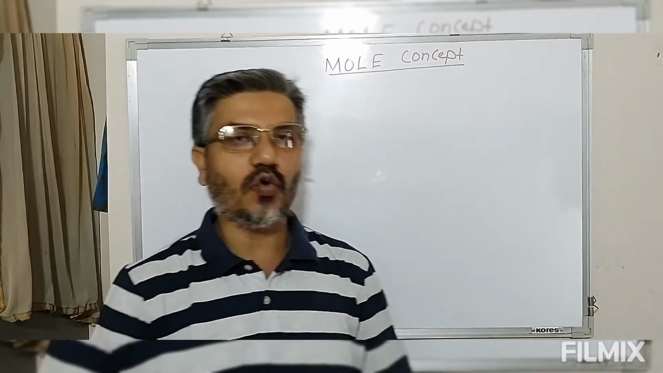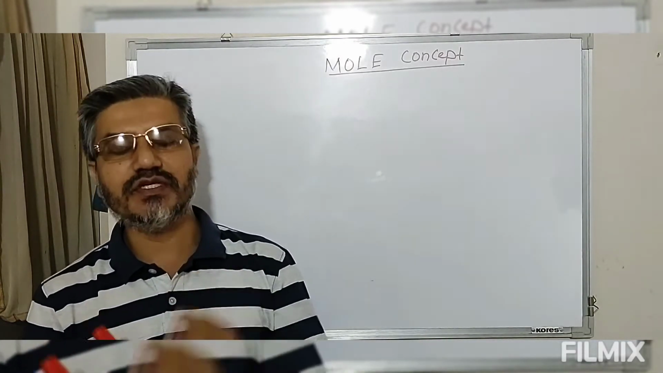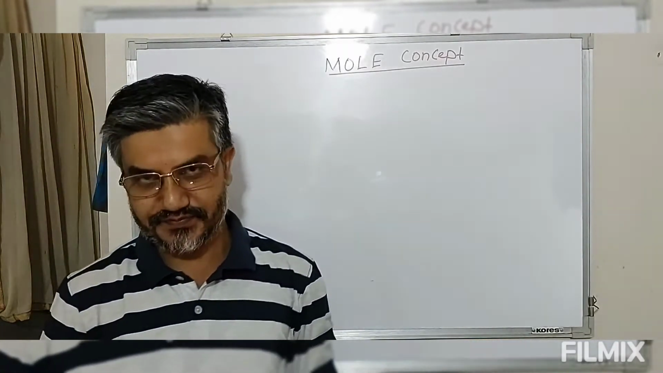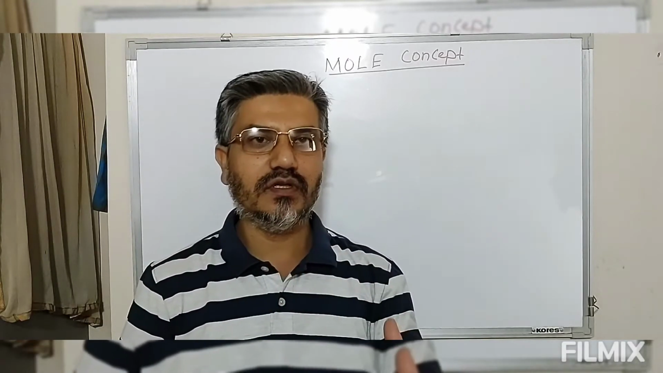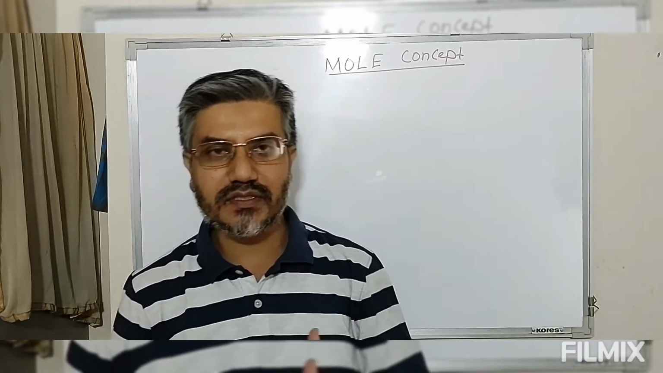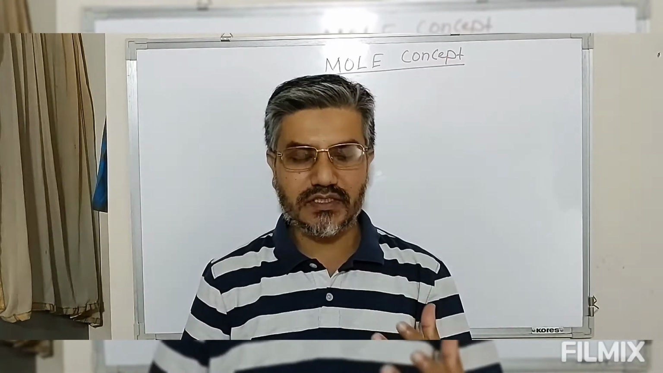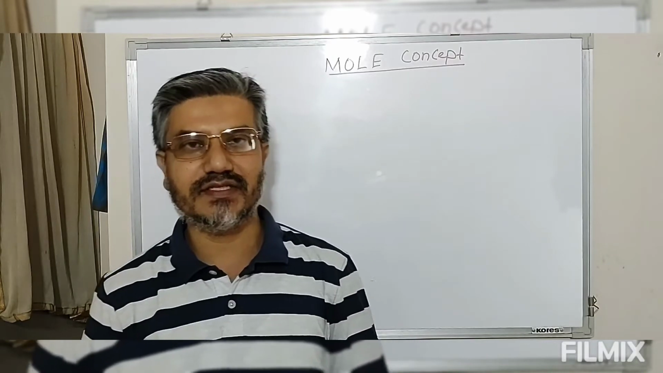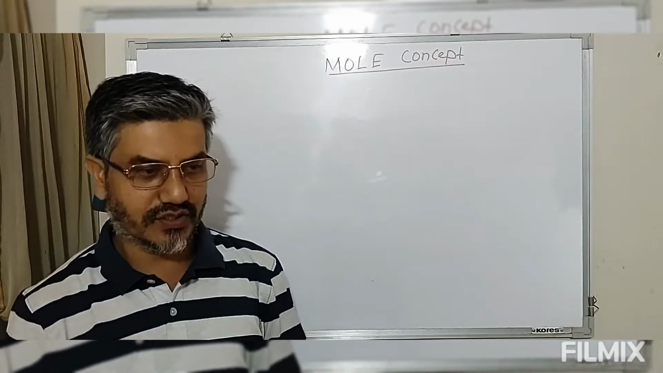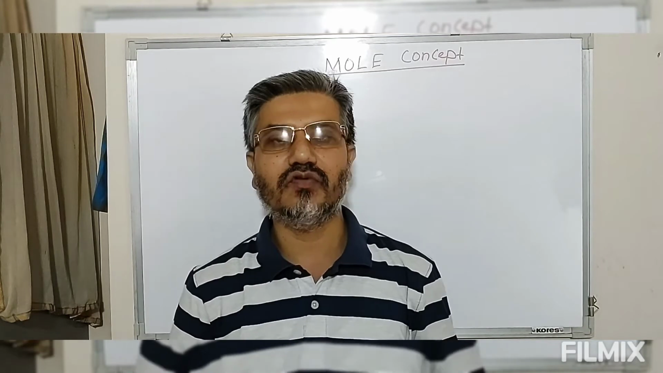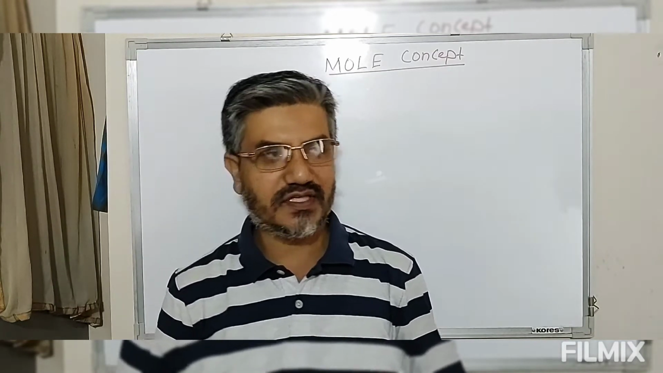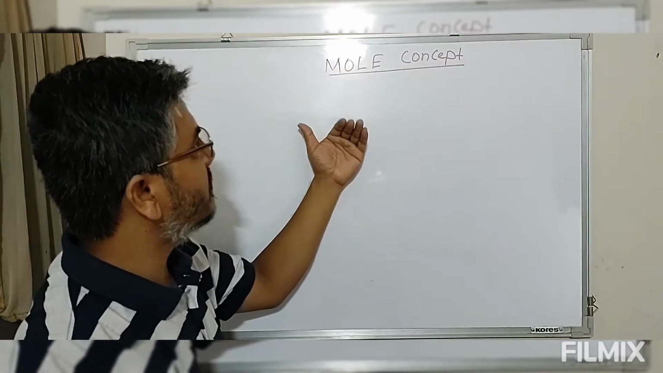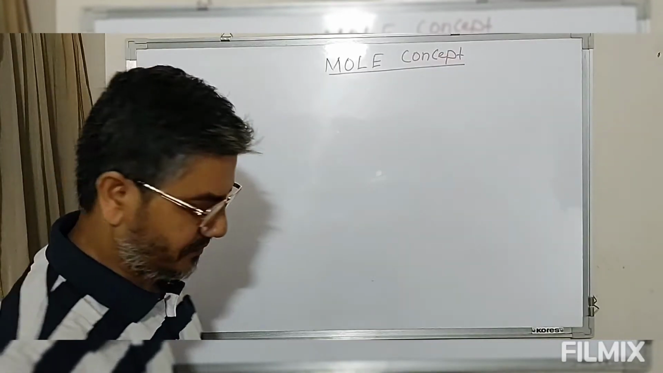To measure the quantity of such extremely small chemical species, the concept of mole was devised. So, mole is nothing but a unit for measuring the quantity of chemical substance, that is known as the amount of chemical substance. So we are going to measure the amount of chemical substance. Before this, we have to explain what exactly a mole is.